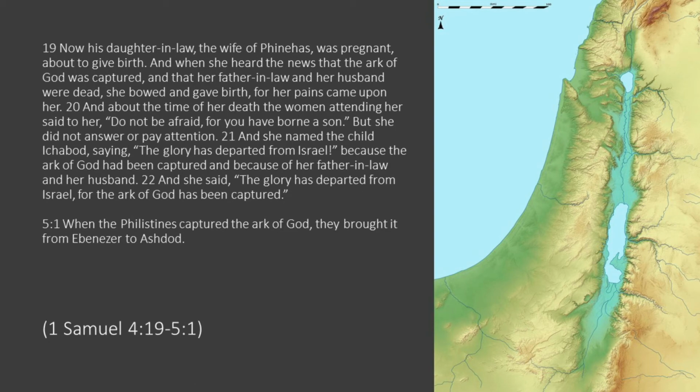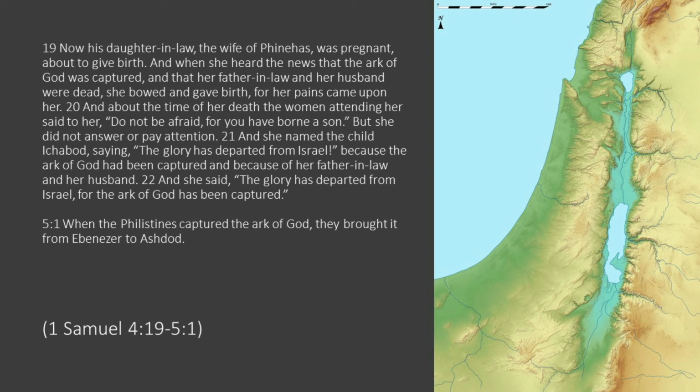Now his daughter-in-law, the wife of Phinehas, was pregnant, about to give birth. And when she heard the news that the ark of God was captured, and that her father-in-law and her husband were dead, she bowed and gave birth, for her pains came upon her. And about the time of her death, the woman attending her said to her, Do not be afraid, for you have borne a son. But she did not answer or pay attention, and she named the child Ichabod, saying, The glory has departed from Israel, because the ark of God had been captured, and because of her father-in-law and her husband. And she said, The glory has departed from Israel, for the ark of God has been captured.